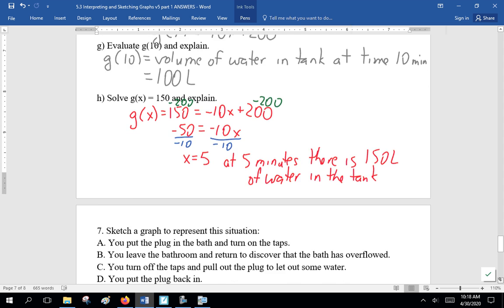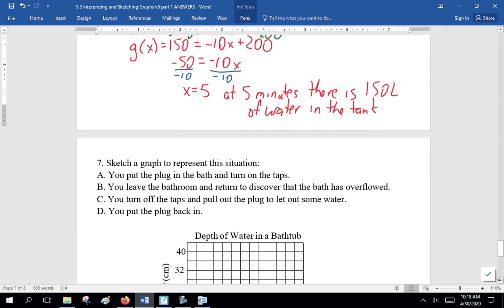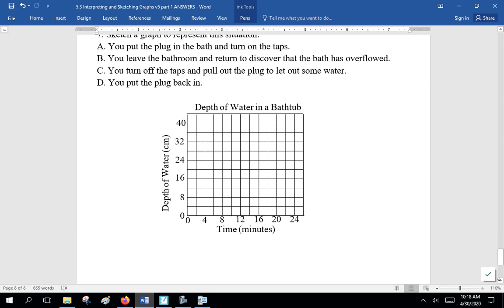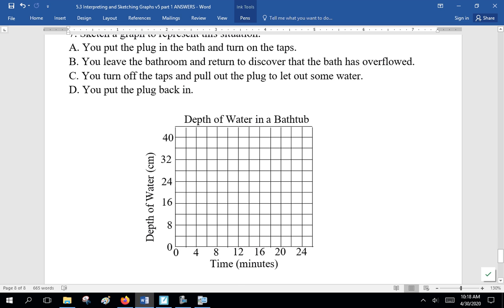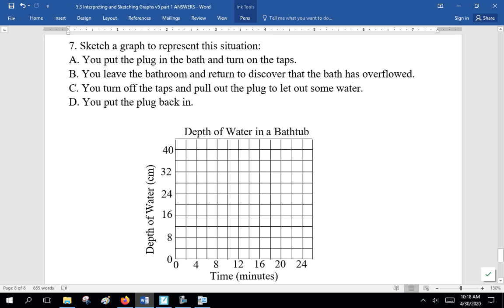Now, slight change of pace. I want you guys to do this graph. Sketch a graph to represent the situation. You put the plug in the bath and turn on the taps. You leave the bathroom and return to discover the bath is overflowed. You turn off the taps and pull out the plug to let out some water. You put the plug back in. I need you to draw this graph.